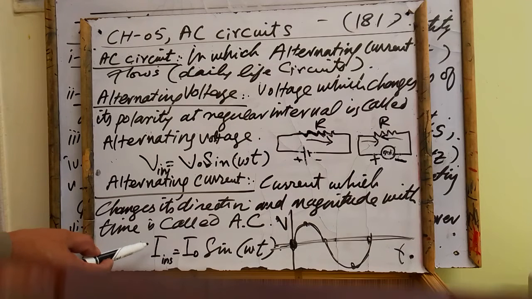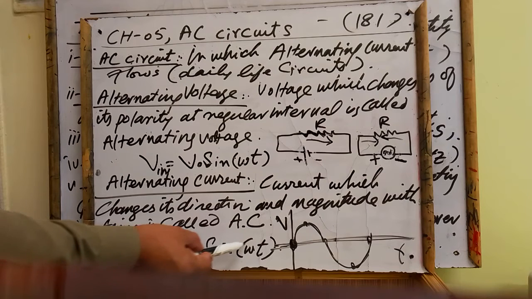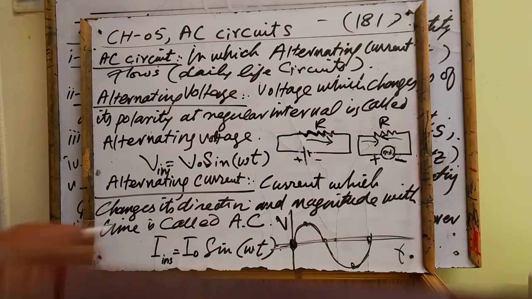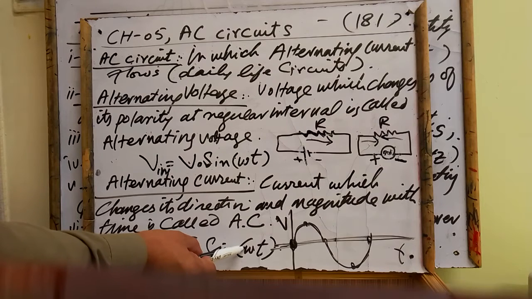The governing equation for alternating current is I instantaneous equals I naught sine of omega t, where I instantaneous is the instantaneous value of the current, I naught is the maximum possible value of the current, sine is a trigonometric function, omega is angular frequency, and t is time.